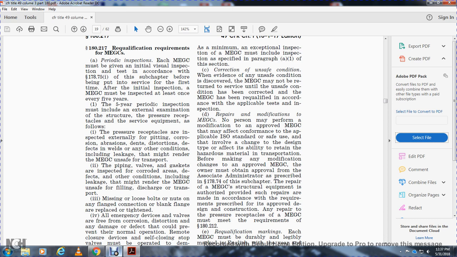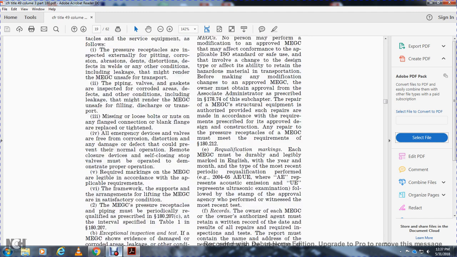In this subchapter, the repair of the MEGC structural equipment is authorized, with repairs made in accordance with the requirements prescribed in the approved design instruction. Any repair of pressure receptacles of the MEGC must meet the requirements of section 180.212.